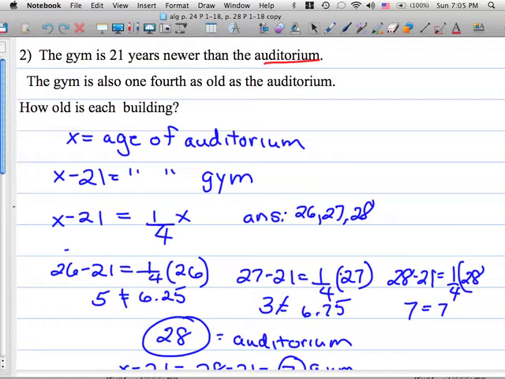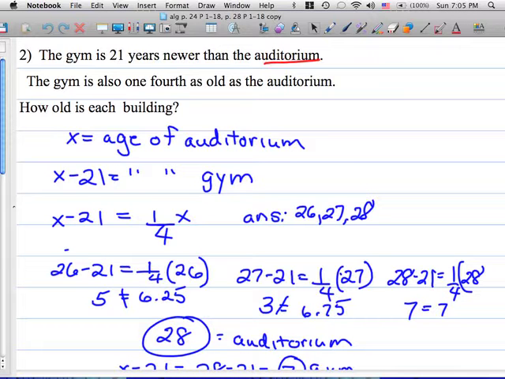Number 2, the gym is 21 years newer than the auditorium. The gym is also 1/4 as old as the auditorium. I'm going to use the first sentence to get my unknowns. And remember, you have to write down the unknowns to represent each unknown. So X equals the age of the auditorium. The gym is 21 years newer, or less old. So X minus 21 equals the age of the gym.